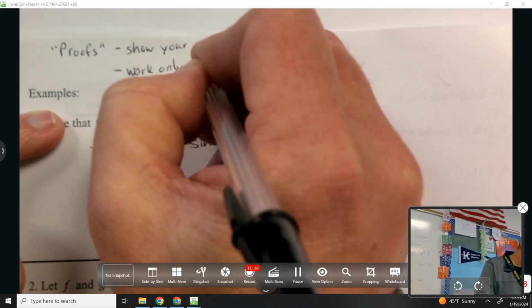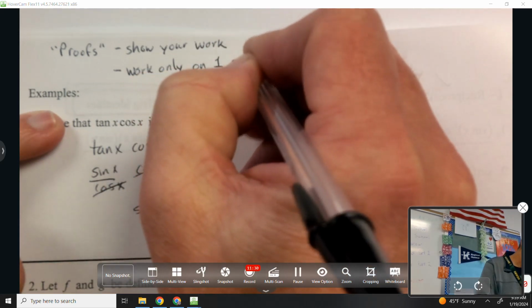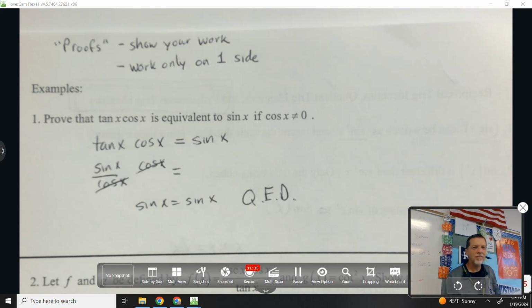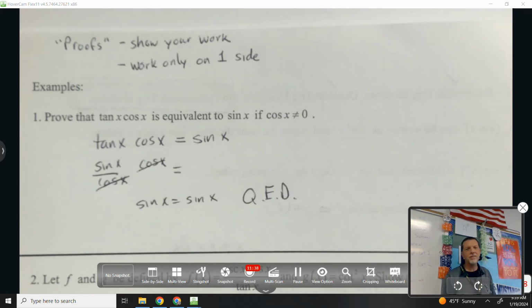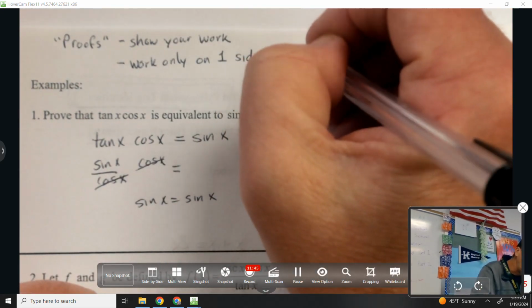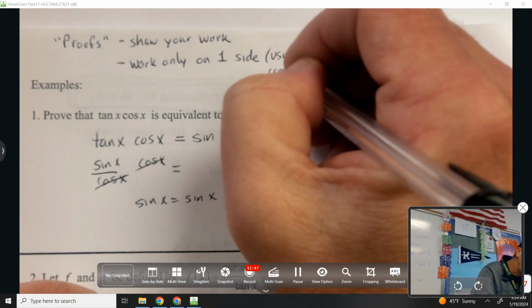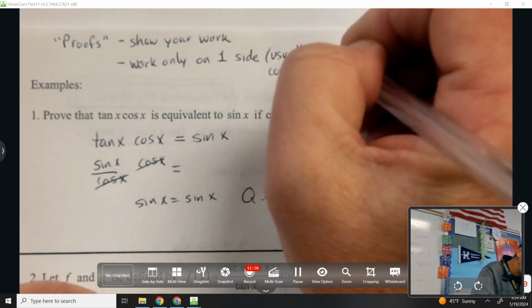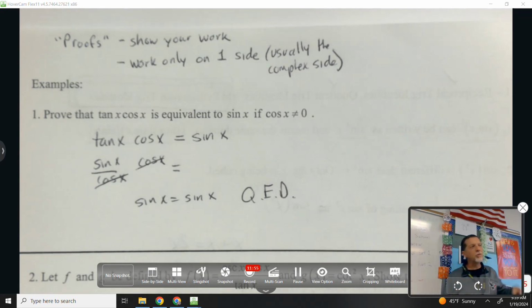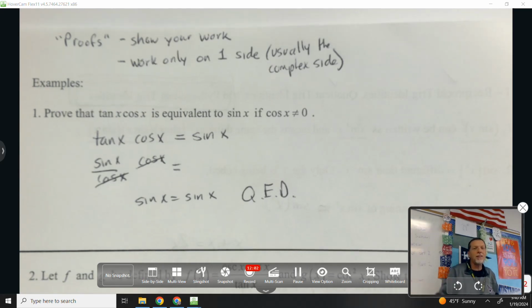Work only on one side. This is not really a big deal yet, because it's easy to pick which side to work on, because one side is usually pretty simple. Usually work on the more complicated side of the equation. Because it's usually easier to simplify something weird into something simple, as opposed to taking the other side that's something simple and trying to expand it into something weird.